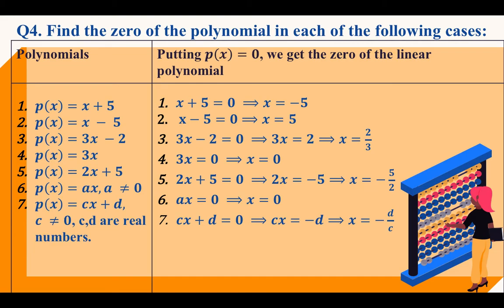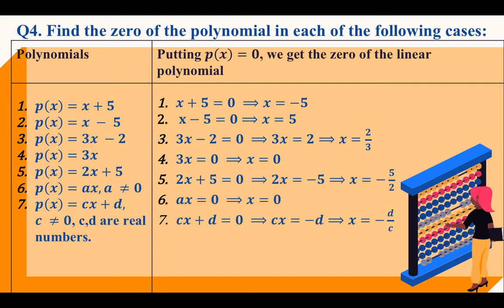Now we move to the fourth question. Find the zeros of the polynomial in each of the following cases. Now you all know what the zero is. How do we find out the zero? It's given P(x) is equal to x plus 5. For any polynomial, if we have to find the zero, what we do is we equate the polynomial to 0. That is, simply we write P(x) is equal to 0.